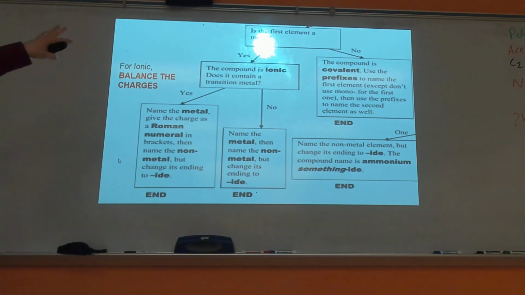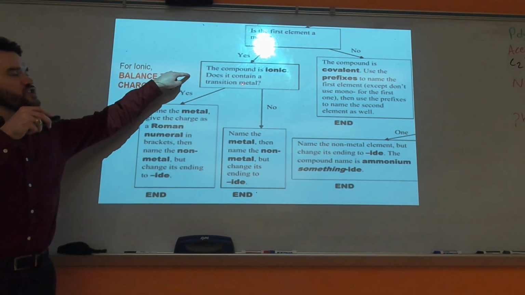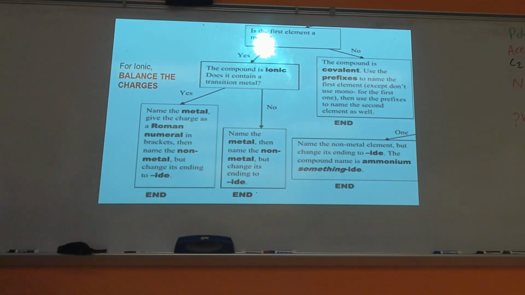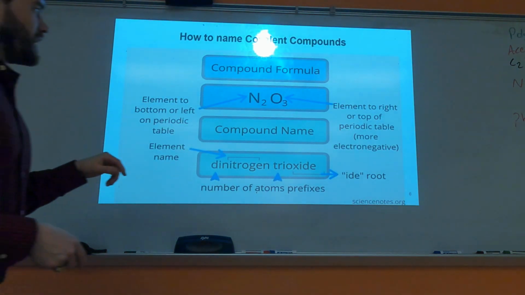I'm not really going to dwell on it too much, but what is nice about it is this right-hand portion of the slide is what we're going to talk about today. Meaning, if the first element is not a metal, that's when we do covalent naming. Whereas we do ionic naming whenever the first element is a metal. So, let's get into covalent naming.